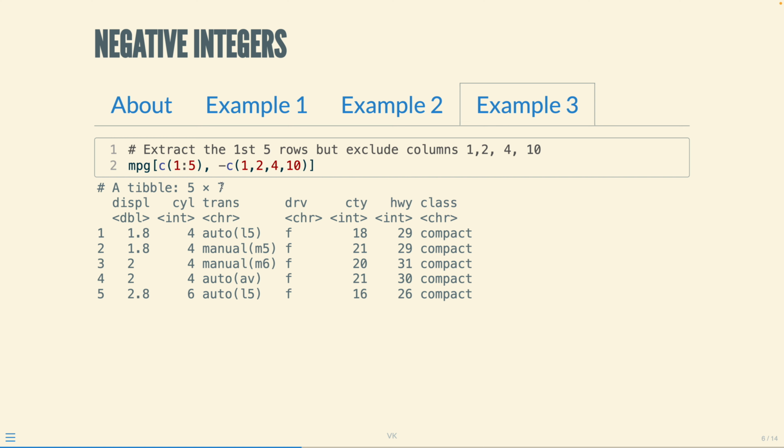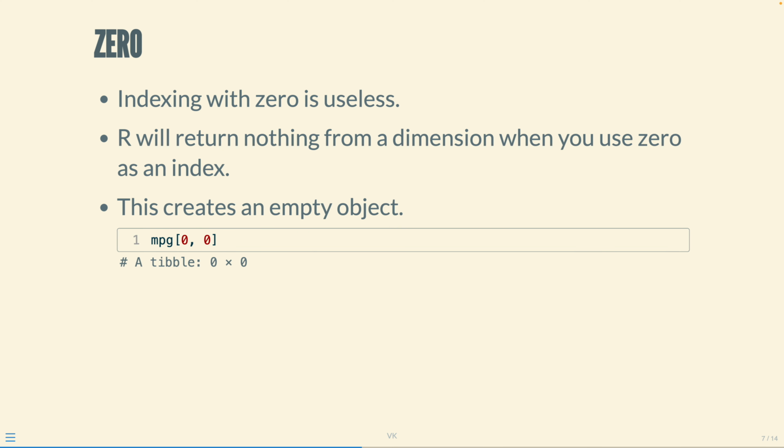And so we're only going to be left with 11 minus 4, which is 7 columns. So that's about positive and negative integers. Let's move on to 0.